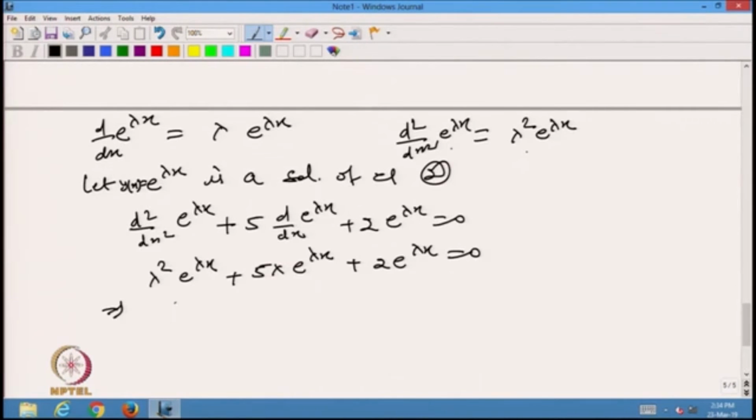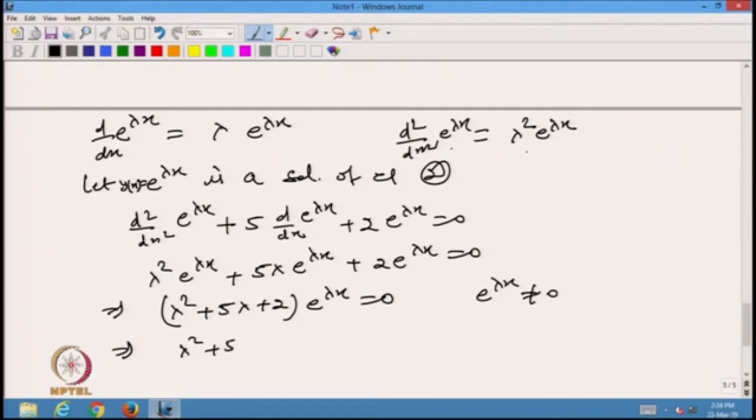Now, from here I can take e^(lambda x) common, and I will get lambda square plus 5 lambda plus 2. So, this is the remaining part. Now, I know that e^(lambda x) is never 0. So, these are two factors multiplied together giving 0, so either one of them should be 0. So, lambda square plus 5 lambda plus 2 is equal to 0.